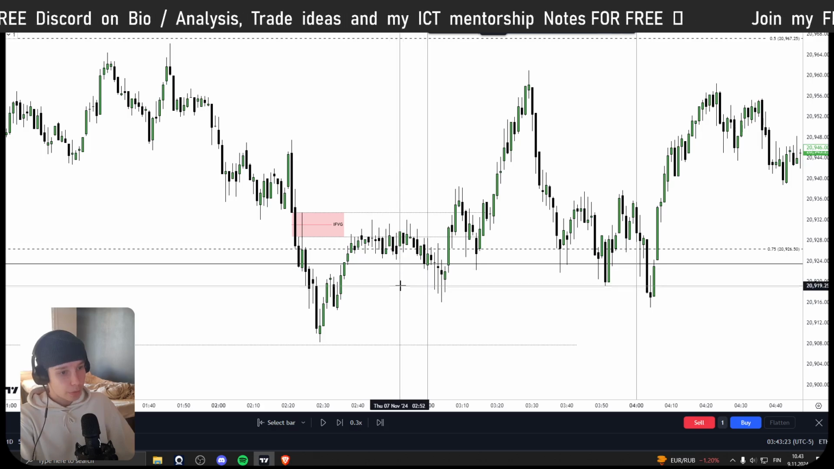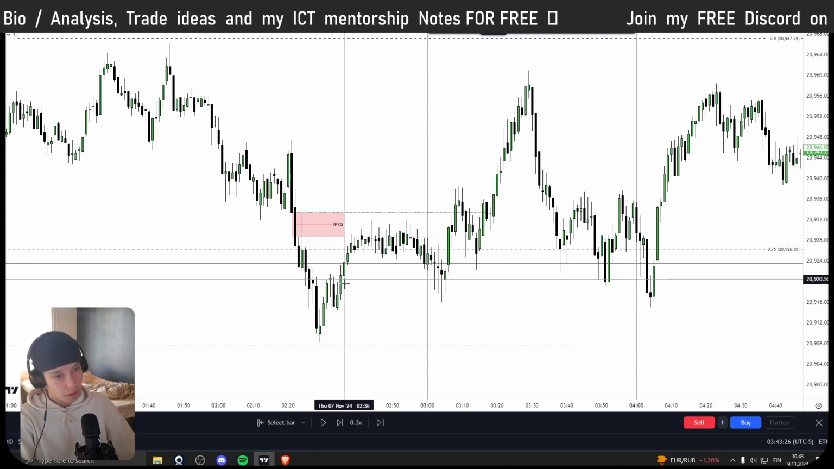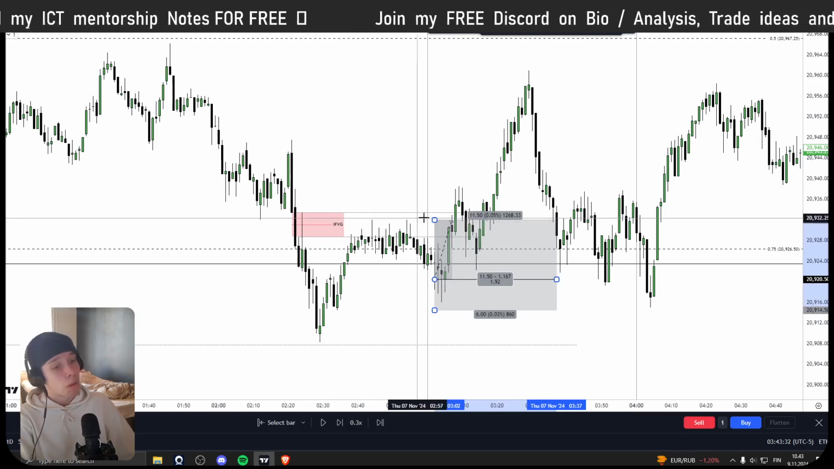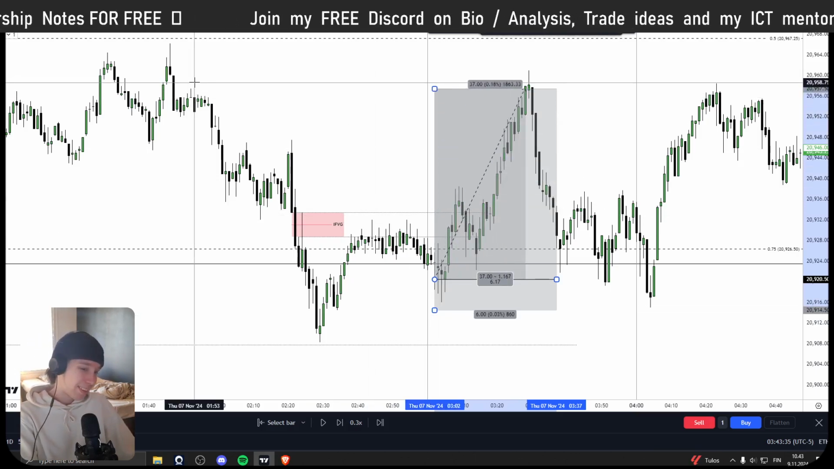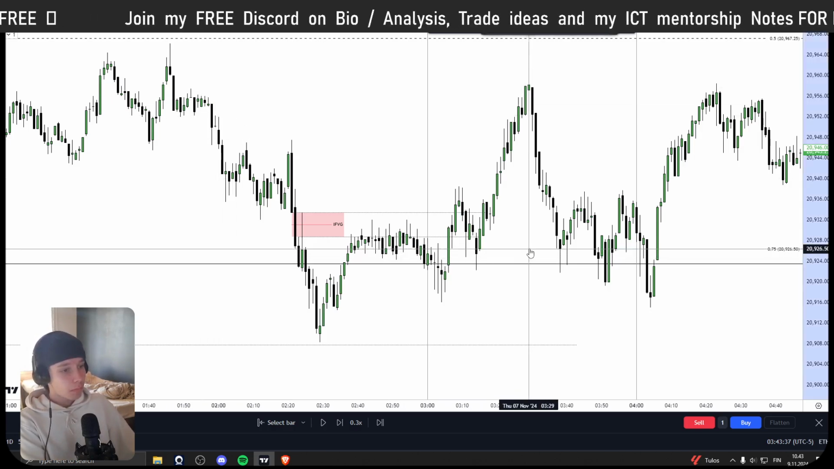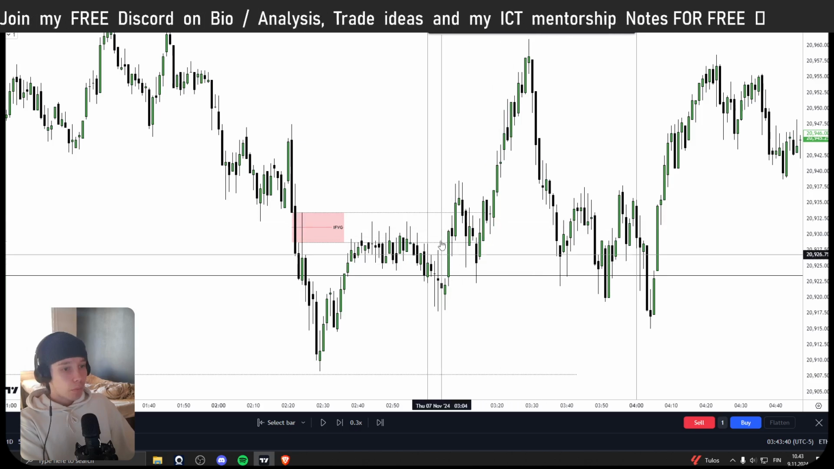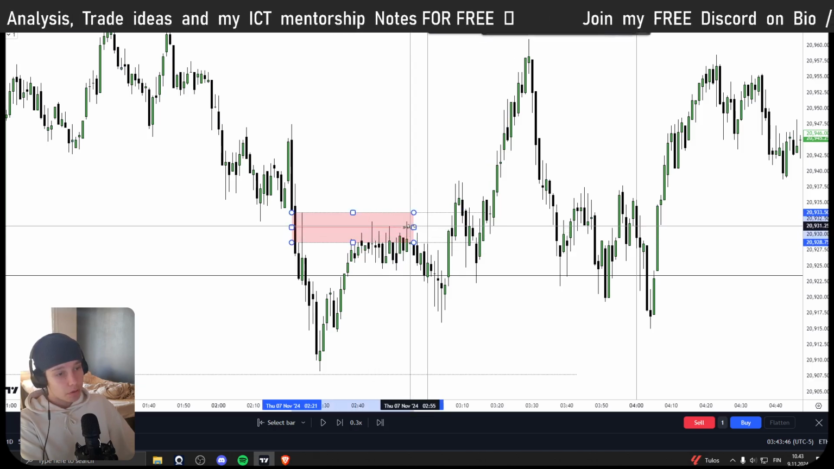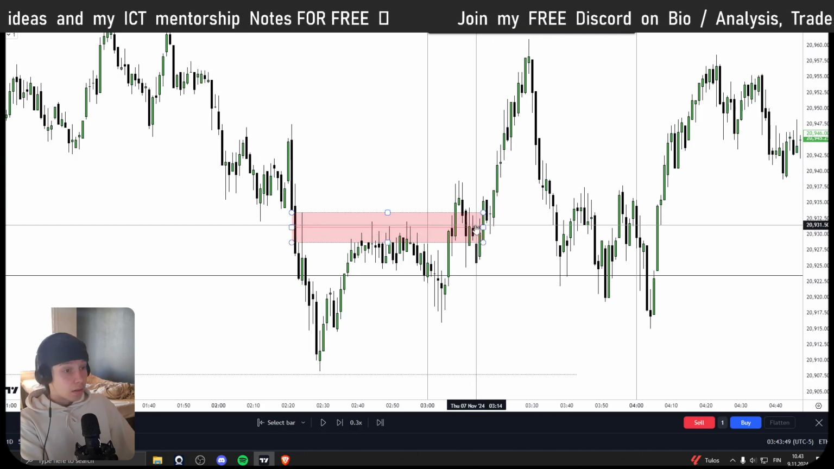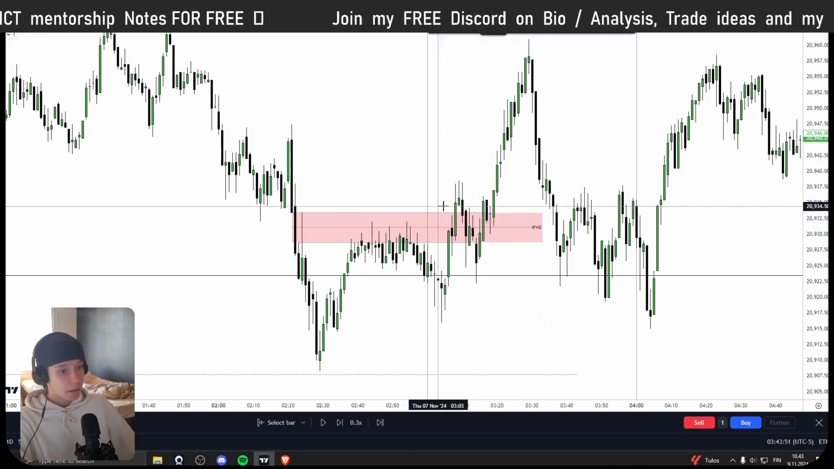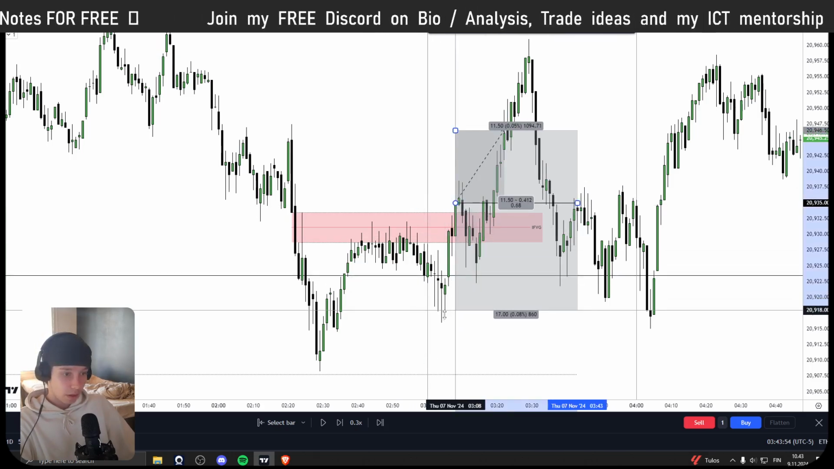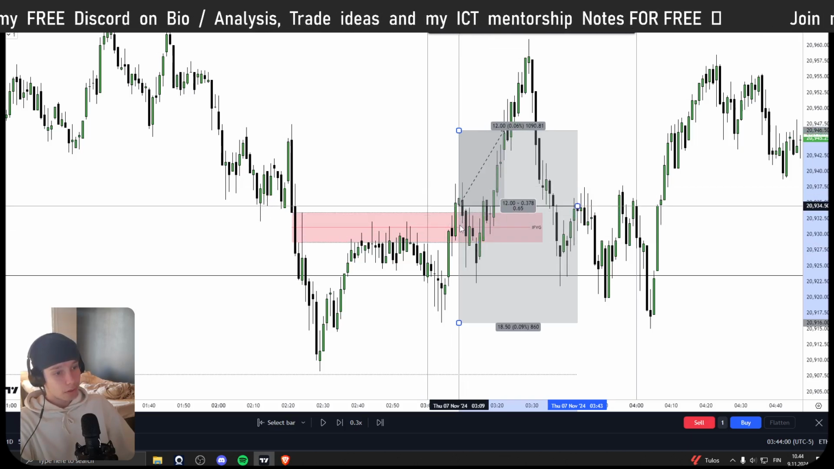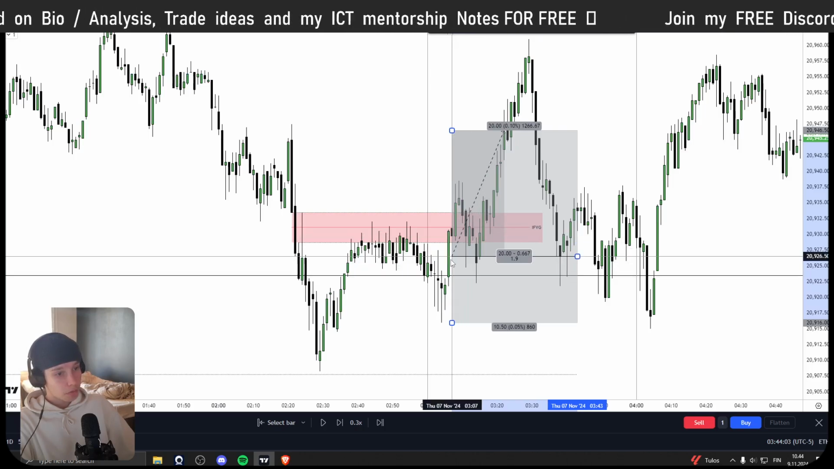I wouldn't really like it. Technically, with silver bullet you could enter from here. This big entry would have been absolutely beautiful, but a little bit too vague for me. I would wait for a breaker structure and the inversion happening, because they are still respecting the fair value gap here. So inversion happens with that candle. Now obviously I don't enter that. Silver bullet means that you enter from the fair value gap, which I would have entered from here.